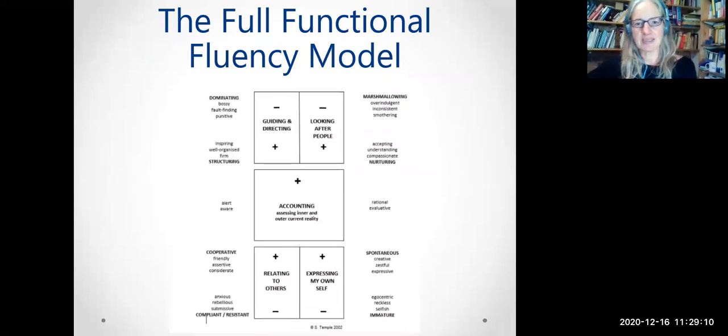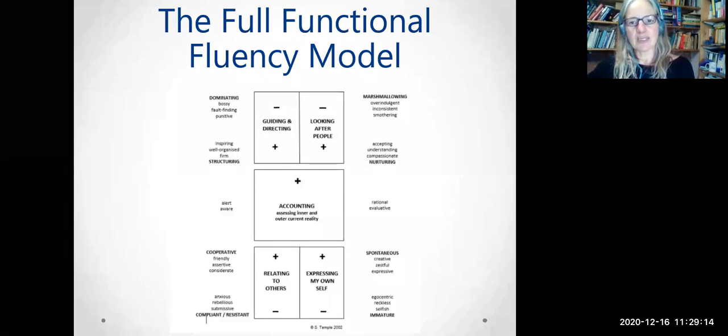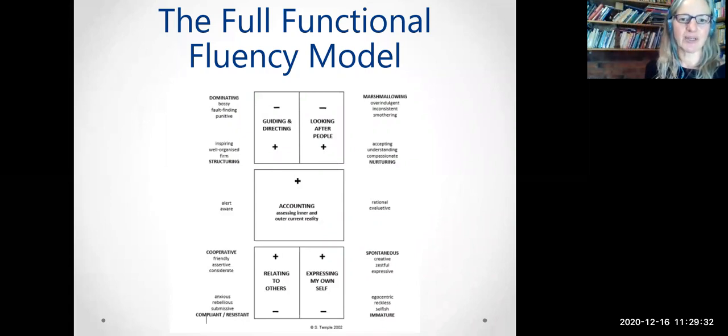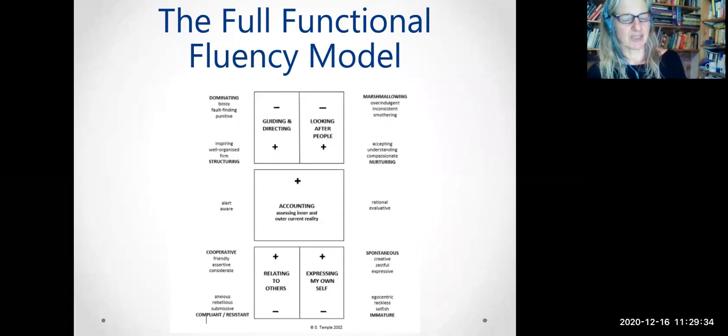Okay, and then this is the full model. And it's interesting for me, the words used. So dominating is negative control because it's bossy, fault finding, punitive. So that links back to the persecutor role. It links back to the I'm okay, you're not okay life position. And so we don't want to be that kind of teacher, because now that we know about the drama triangle, it's just going to set people off in a bad way.